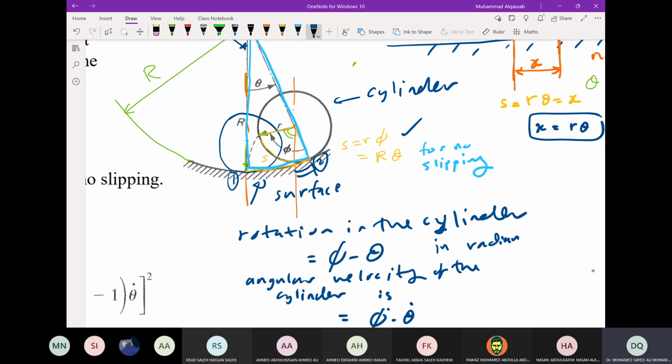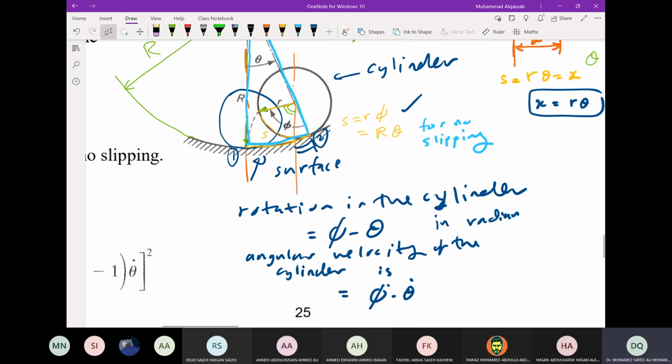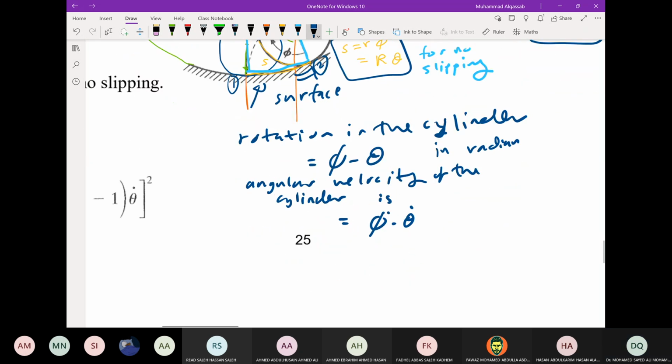So this is true for no slipping, and then the angle of rotation will be phi minus theta, or the angular displacement is phi minus theta. And using everything in terms of theta, you can use the relationship here to find the angular displacement in terms of theta only.